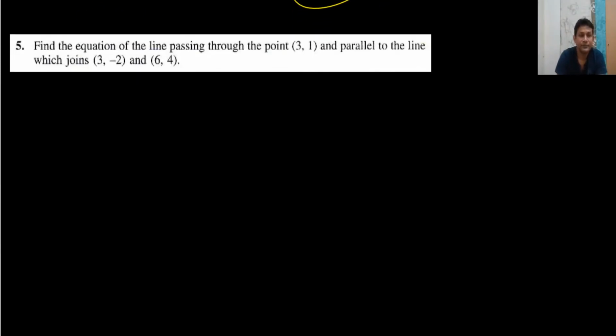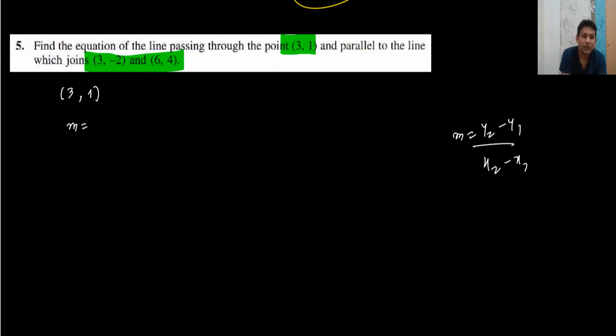Question number 5. Find the equation of the line passing through this point and parallel to the line this. In this part, the coordinates 3 and 1 are given. What we need is only the gradient. And it's parallel to what? These two lines. So we can find the gradient directly from here. The formula of gradient is y2 minus y1 over x2 minus x1. So 4 minus 2 is plus 2, divided by 6 minus 3.